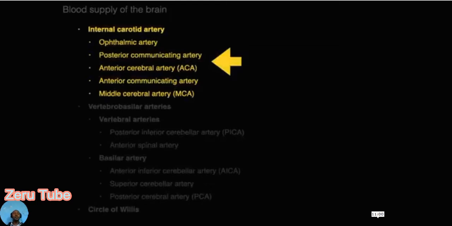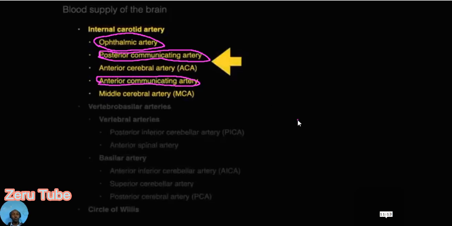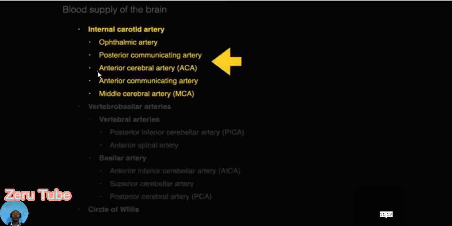Generally the internal carotid artery has 5 branches, 2 major branches and 3 minor branches. The minor branches, or small branches, of the internal carotid artery are: the first is the ophthalmic artery, the second is the posterior communicating artery, and the third is the anterior communicating artery. Those small branches arise from the internal carotid artery. The major branches are two: the anterior cerebral artery and the middle cerebral artery.